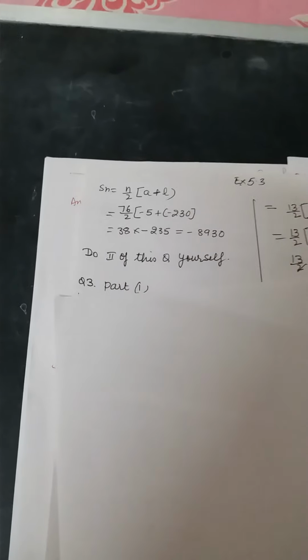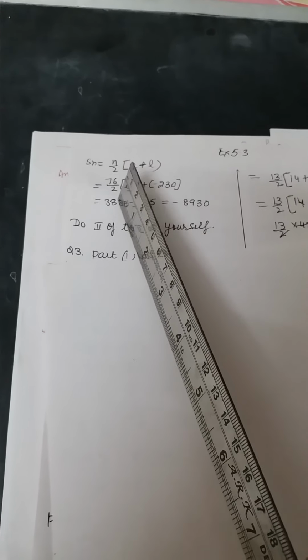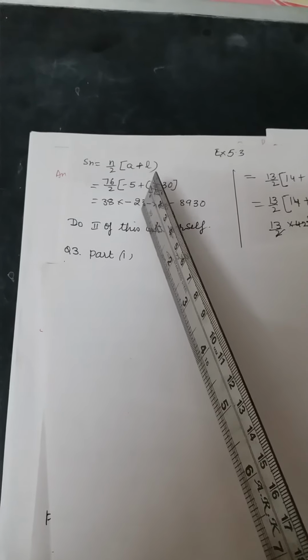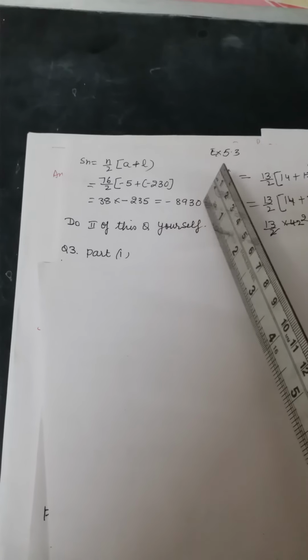Now we have to find out Sn. Sn is equal to n by 2 into a plus l. 76 by 2, a is minus 5 plus L is minus 230, then 76 cancel by 2, 38 will come, and here it will come minus 235. After multiplying it will come minus 8930.